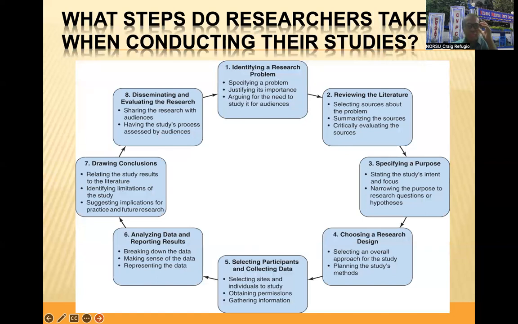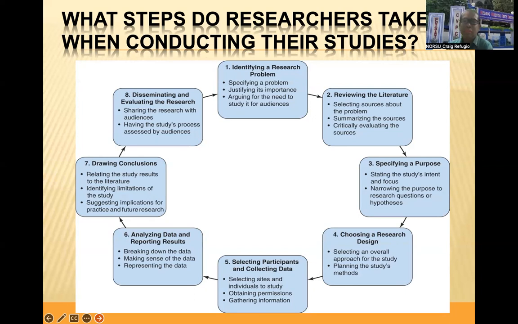Although I repeated this one already, I would like to repeat this for emphasis. What steps do researchers take when conducting their studies? So number one, identifying a research problem. Specifying a problem, justifying its importance, arguing for the need to study that kind of problem to different audiences. It might be a problem, it might be an issue, it might be a need. So when we talk about problem, it's not only problem itself, but it could be an issue, it could be a need, or it could be a gap that is actually being identified.